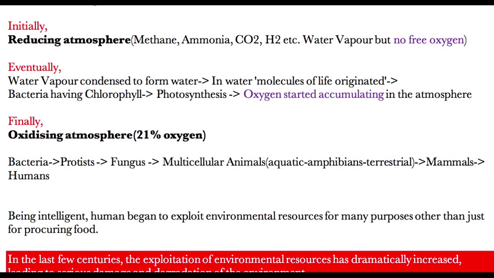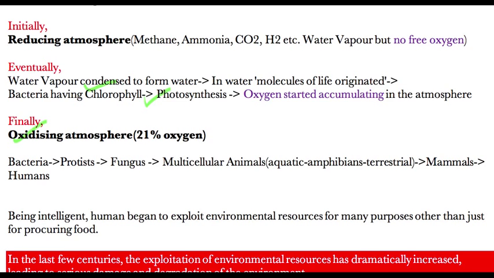Initially when Earth was formed, it had a reducing atmosphere which contained methane, ammonia, CO2, H2, etc. Water vapor was there, but no free oxygen was present during that time. Eventually water vapor condensed to form water. In water, life originated for the first time, and bacteria having chlorophyll came into being. Then photosynthesis started, and due to this process you get oxygen. So oxygen started to accumulate in the atmosphere. Finally we had almost 21% oxygen, and we get what is called an oxidizing atmosphere.